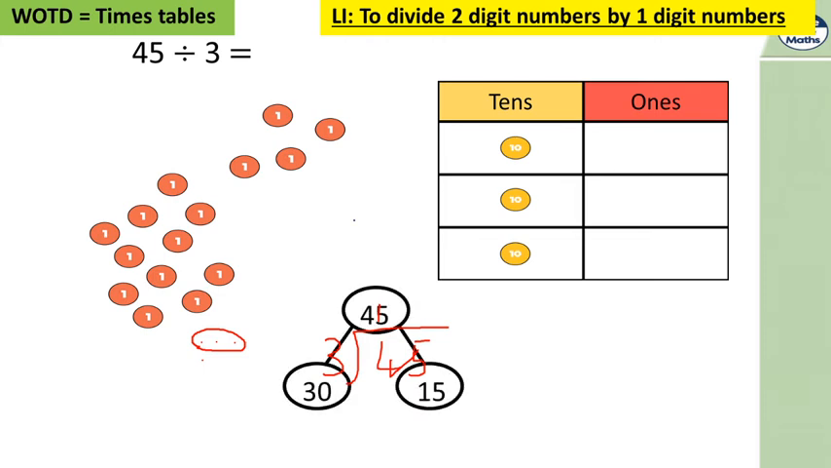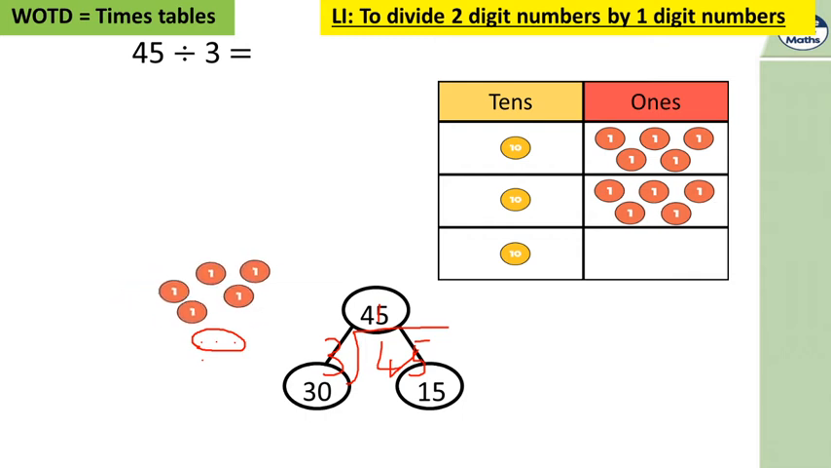So we've used 30, we've got 15 left. I think it's just following me around the screen now. So if we do that, we get 5 in each group.